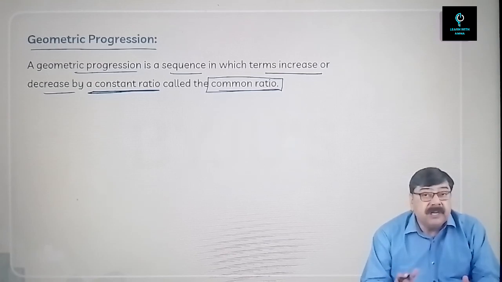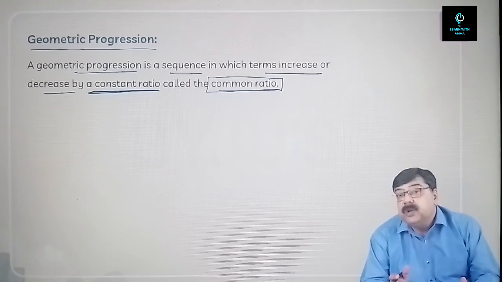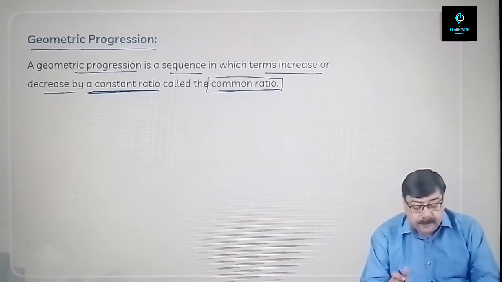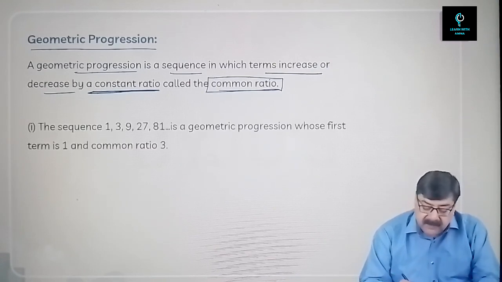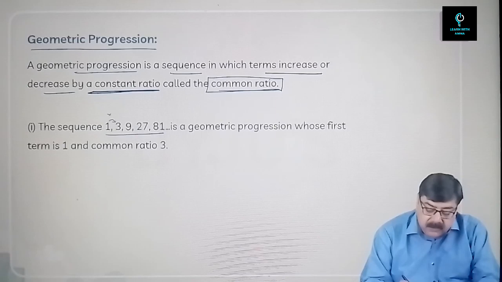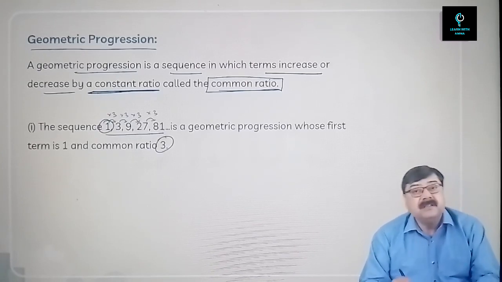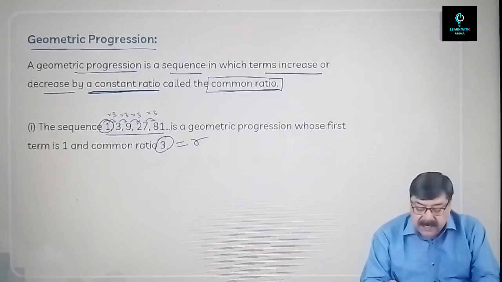Now in geometric progression, the increase or decrease will happen due to a common ratio. So let us have a look at the sequence 1, 3, 9, 27, 81. A careful look will suggest that 1 into 3 is 3, 3 into 3 is 9, 9 into 3 is 27, 27 into 3 is 81. So the first term is 1 and the common ratio is 3, which is represented by R.